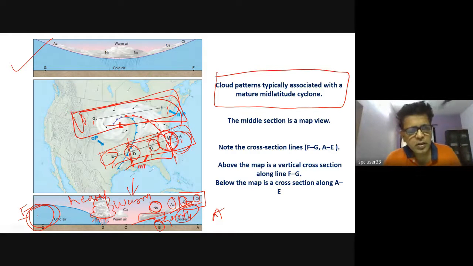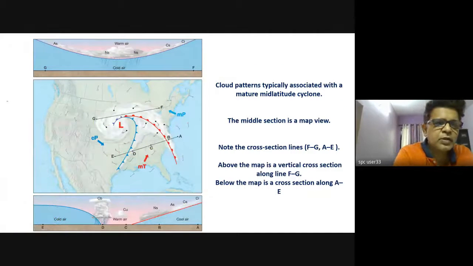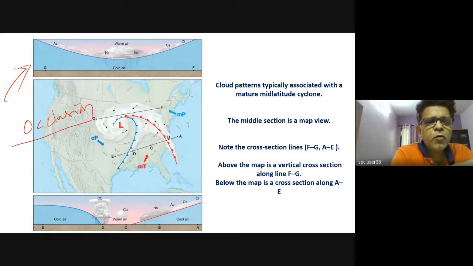Okay, I'll just clear off the confusion by clearing off this. Now look at this part here. Okay, what has happened? This is an occlusion. What does occlusion mean? The warm air has been completely picked up and you are left with cold air everywhere.